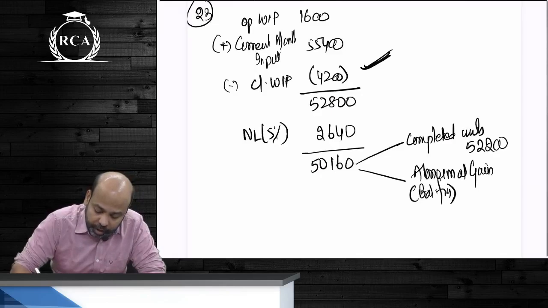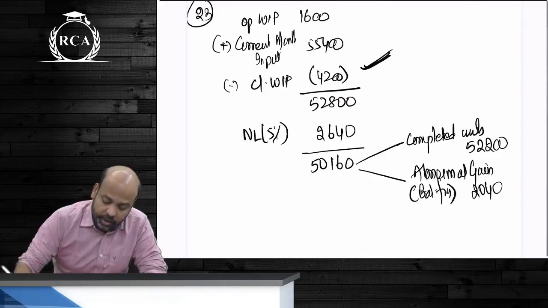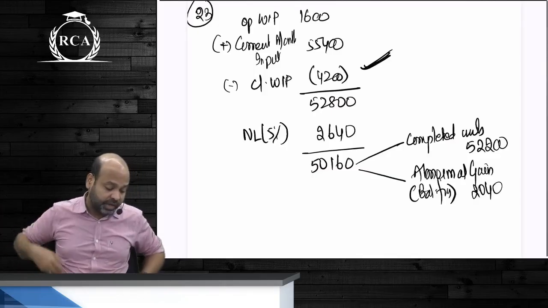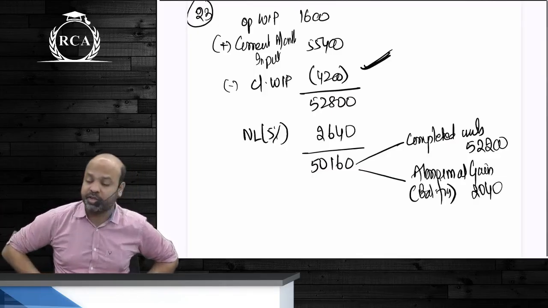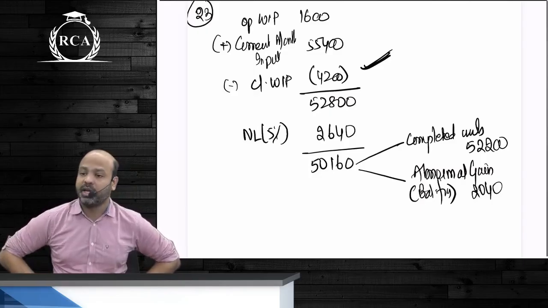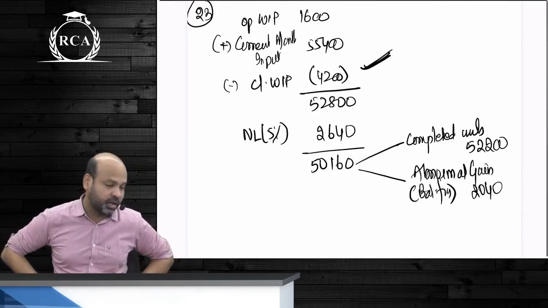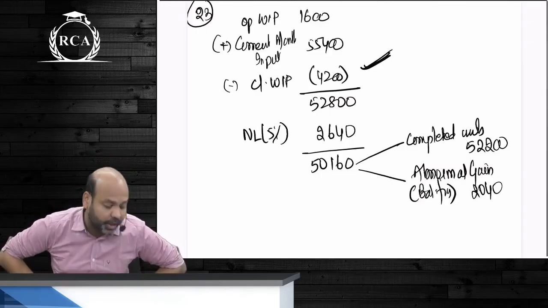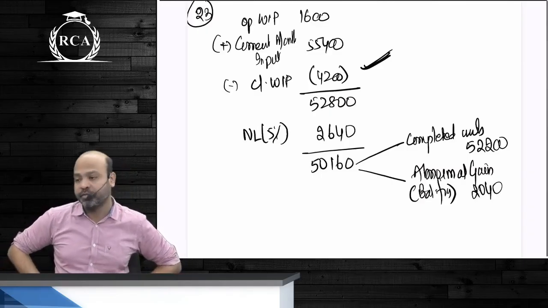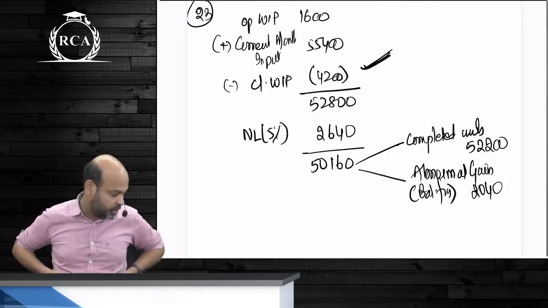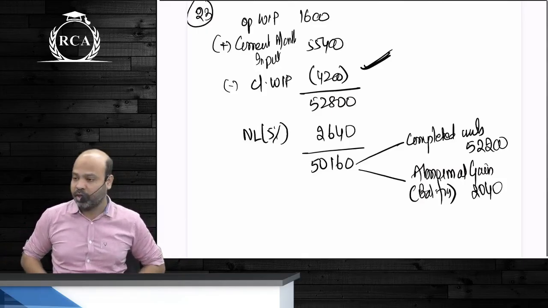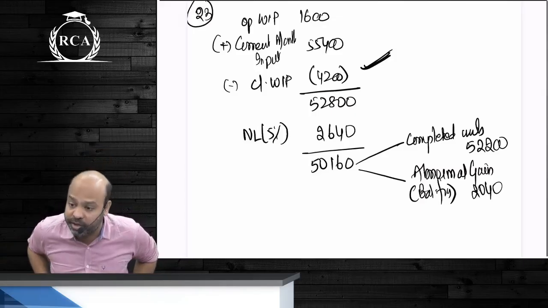You can directly compute abnormal gain also, guys, by comparing scrapped units. Actual number of units scrapped given in the question are how much? 600. Whereas normal loss is 2,640. So abnormal gain will be 2,040. Is it understandable? Copy this, guys. I'll give one more note and after that you will start preparing the statement of equivalent units.